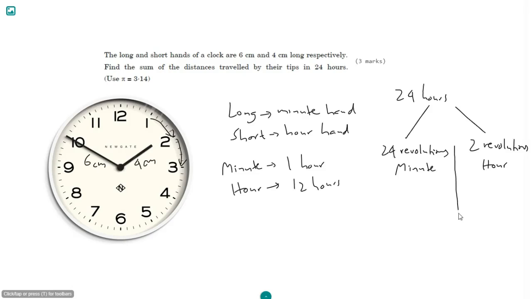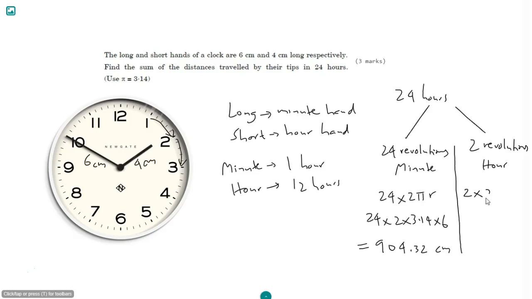Let's do these separately. The minute hand in 24 hours makes 24 revolutions. 24 revolutions is 24 into 2 pi r. That will be the distance traveled, because in one revolution it goes one full circle or one full circumference. That's 2 pi r, right? So 24 times 2 pi r, in this case r is 6 centimeters. So this will work out to be 24 into 2 into pi, which is 3.14, and r is 6. That's 904.32 centimeters.